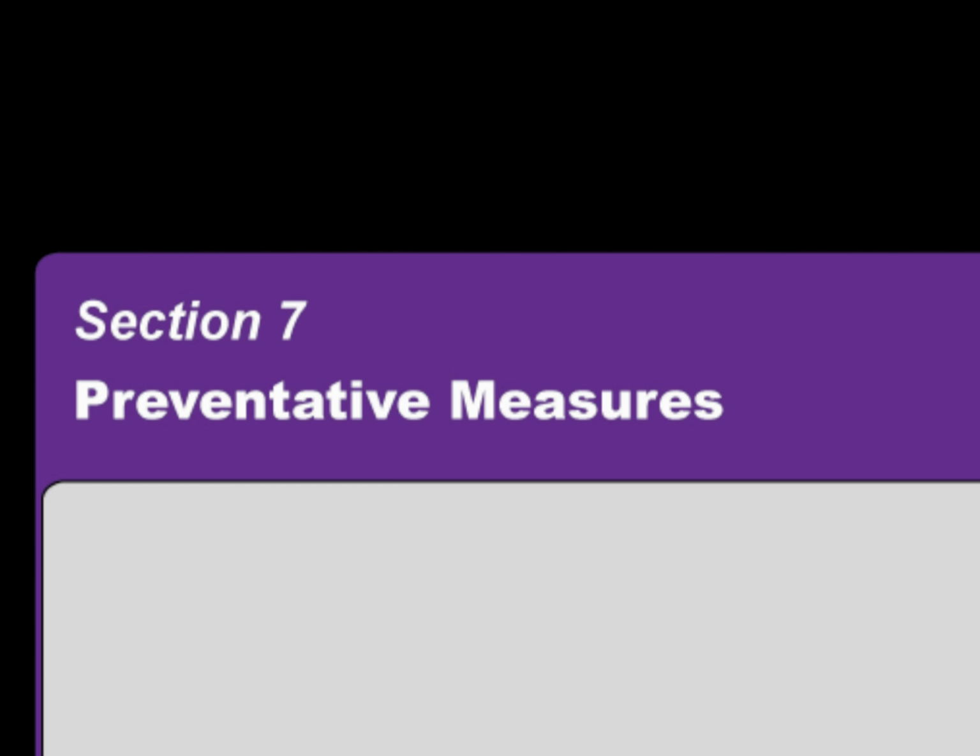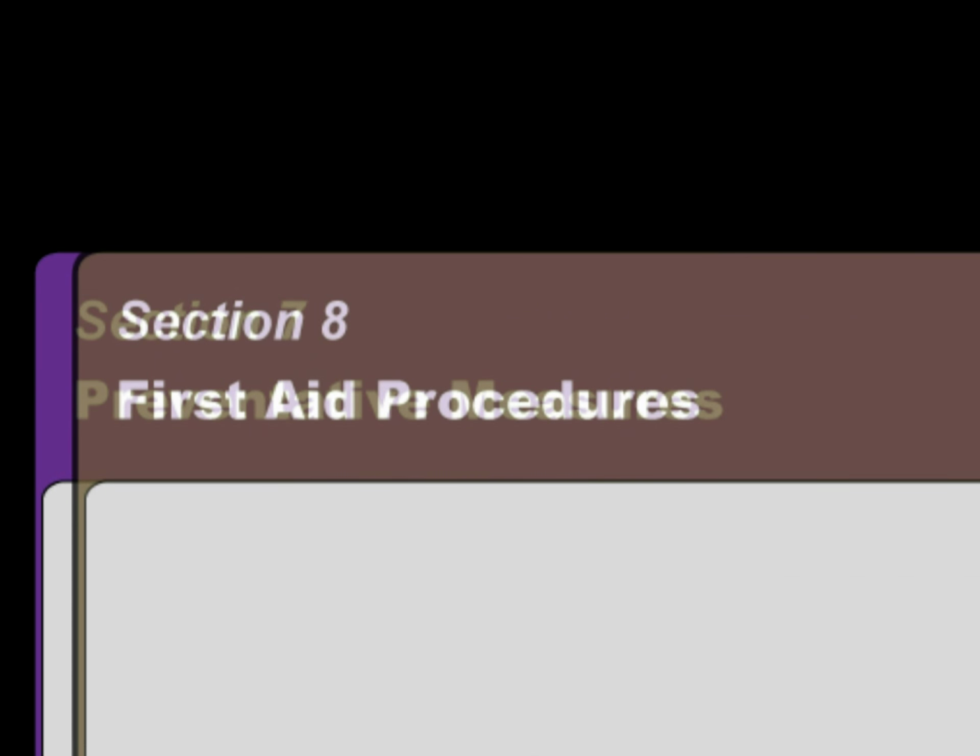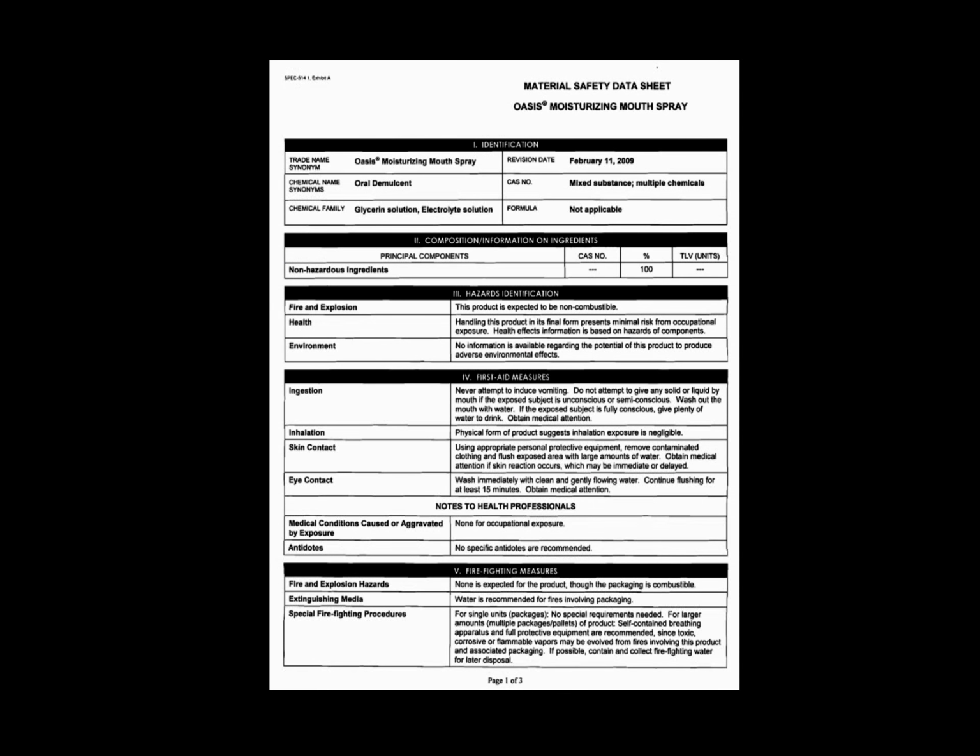Section 7, Preventative measures describes the ways that the product should be handled, used, stored, cleaned up, and disposed of. Section 8. First aid procedures describes what should be done if a person has been affected by or overexposed to the hazardous materials in the product. Section 9. Preparation date of the MSDS tells when the document was produced and by whom. An MSDS must not be older than 3 years before being renewed.